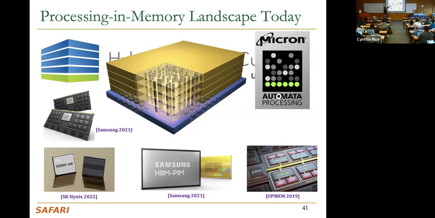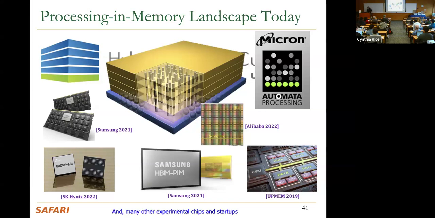So you can see that these processors are essentially either inside the DRAM chip or very close to the DRAM chip. And then also system companies like Alibaba have been building their own DRAM chips to accelerate, again, machine learning recommendation system type of applications. So the future is looking nice right now, as you can see. And there are many other companies that are doing experimental chips and startups.